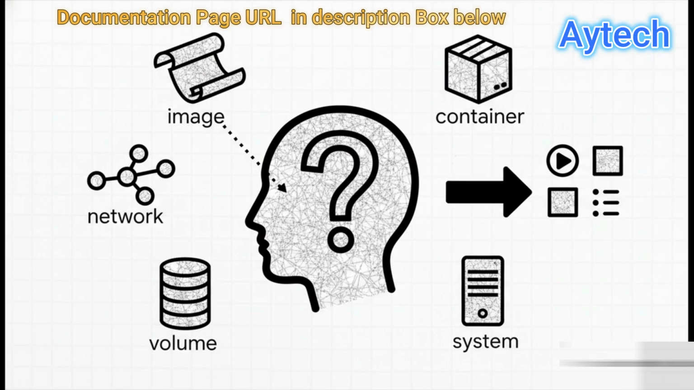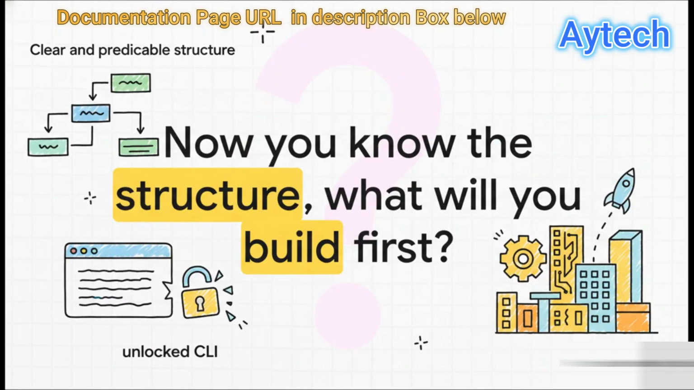So if you take just one thing away from all this, let it be this. Learn to think in objects. Whenever you want to do something in Docker, the first question you should ask is, what am I trying to manage? Is it a container, an image, a network? Once you've identified that object, the action you need to take becomes so much clearer. That chaos of commands we saw at the beginning, hopefully it now looks like a clear, predictable structure. The entire Docker CLI is unlocked, so the only question left is, what will you build with it?